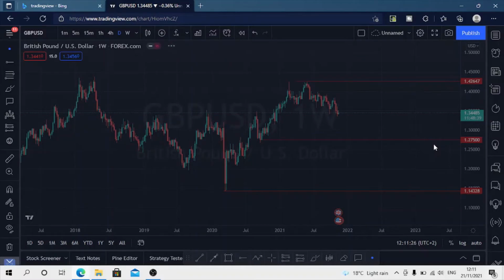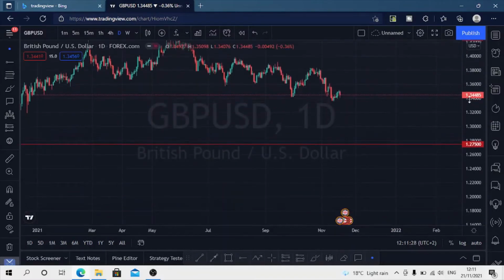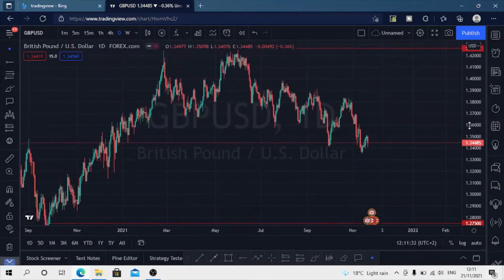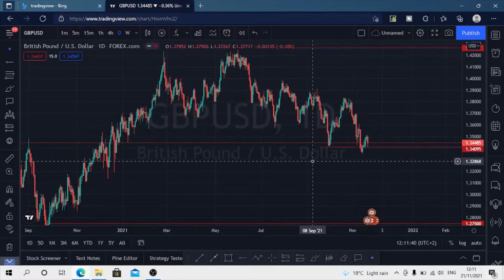Now in the daily time frame, remember you look at current market data. Current market data is going to tell you a lot, guys. It's going to reveal a lot. So what do we notice right now? What's happening right now? We notice a couple of levels. We notice this particular level right here.